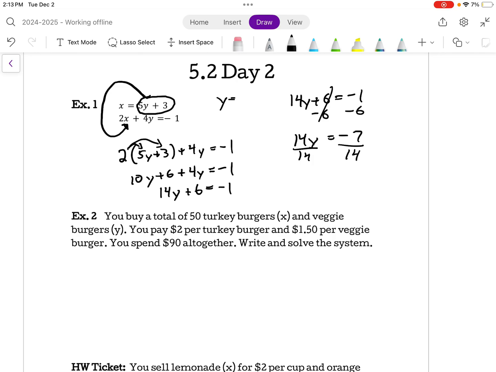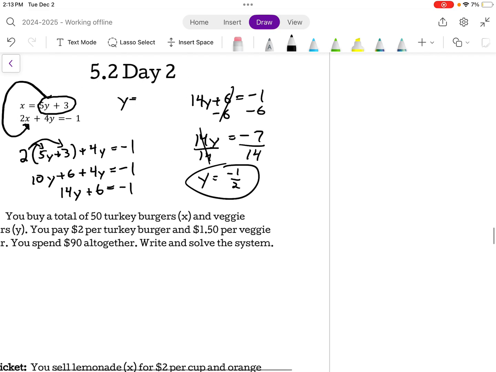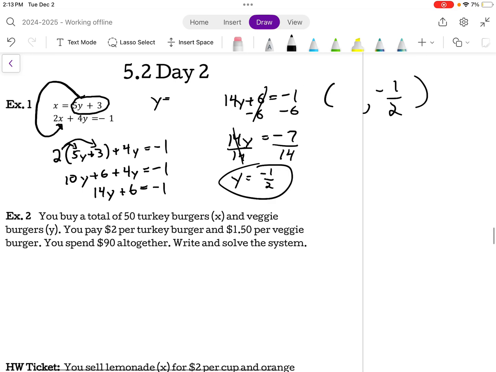When there's one term on each side, time to divide. If I divide by 14, y is equal to -7 divided by 14, which is -1/2. And there's my y value. So when I go to write a final answer, I can put this over here. My y value is -1/2.